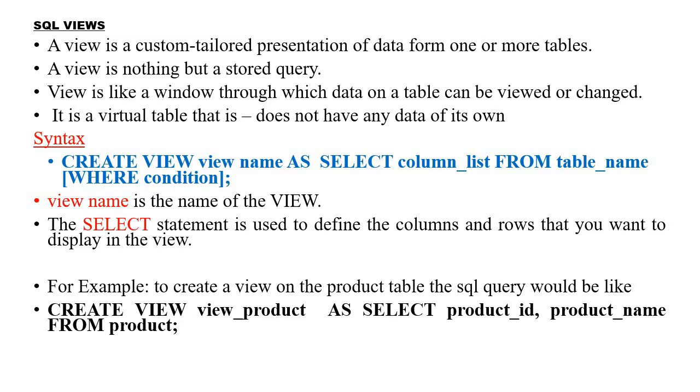The syntax for creating a view is: create view view_name as select column list from table name where condition. In this syntax, view name is the name of the view. The select statement is used to define the columns and rows that you want to display in the view. For example, create view view_product as select product_ID, product_name from product.